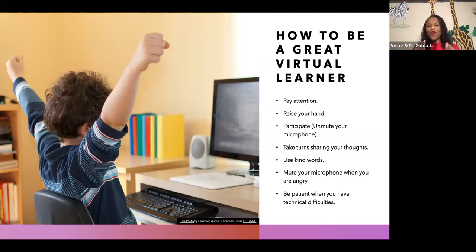So if I want to be a great virtual learner, what do I need to do? I need to pay attention. I need to raise my hand. And some of you know that there's an icon, or should I say an emoji button, that you can press and it actually has the sign for you to raise your hand. Or you can unmute your computer and let the teacher know, raise your hand, so she can know that you have a question, and then ask a question.